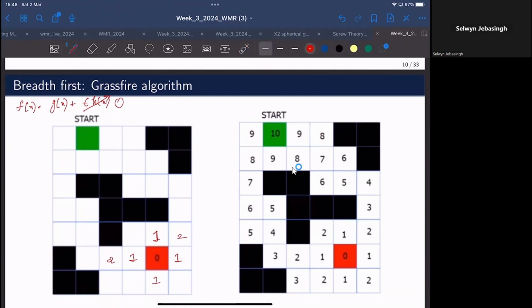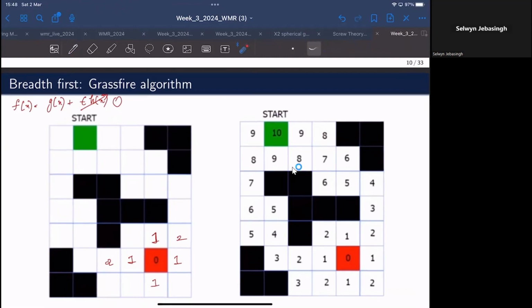And what about this block? This is also 2 units. One to your left and one to the top. That will be 2 units. And this is also 2 units, 2 units. And what about this? This will be 3 units. 1 unit down and 2 units to the left, or 2 units to the left and 1 unit to the down.